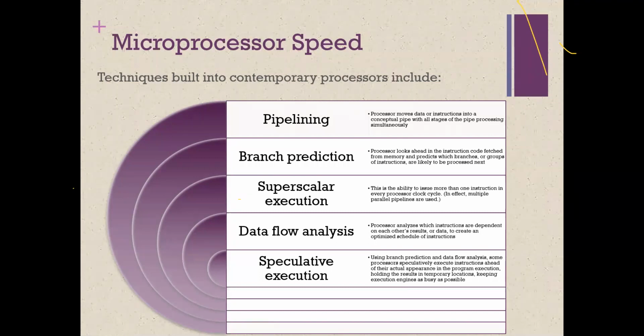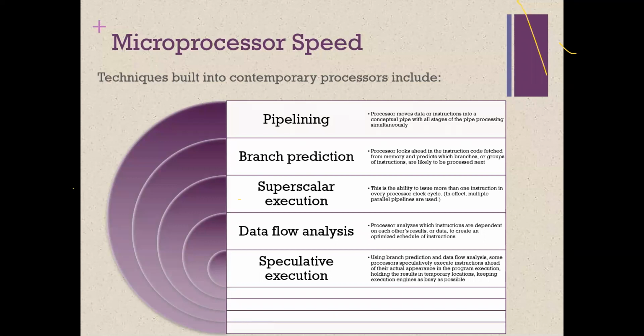Then we have data flow analysis. So in data flow analysis, the processor analyzes which instructions are dependent on each other's results or outputs or data in order to be able to create an optimized schedule of the instructions. So in fact, instructions are scheduled to be executed when ready and independent of the original program order. And this prevents unnecessary delay.